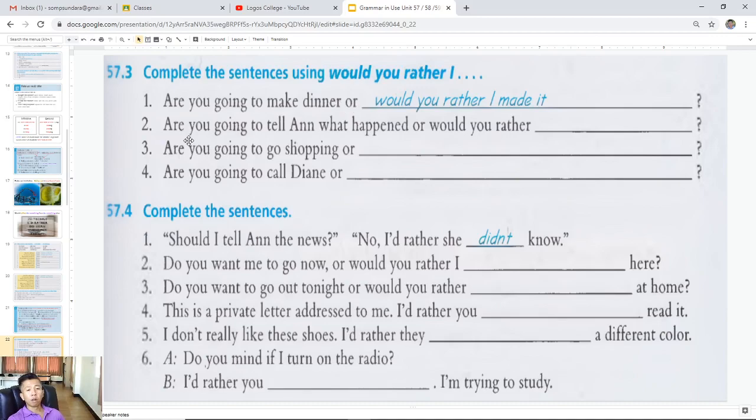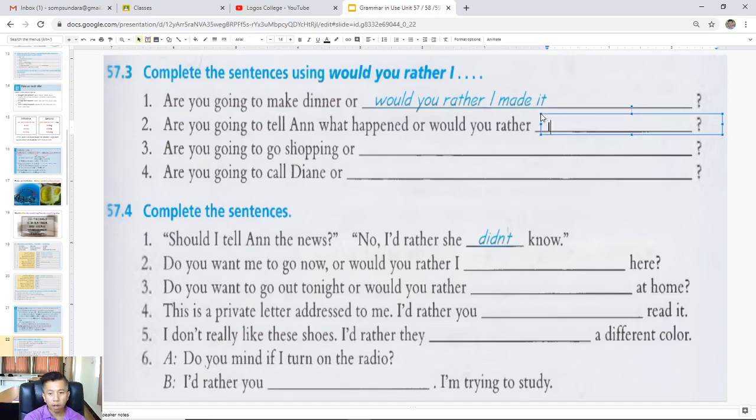Number two, are you going to tell Anne what happened, or would you rather... The past tense of tell is told. So the answer, you come over here, text box, click. Or would you rather I told her? Okay. Are you going to tell Anne what happened, or would you rather I told her?